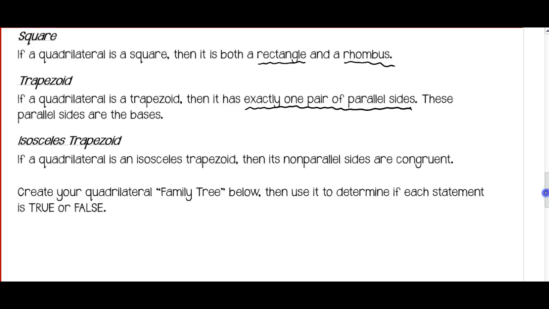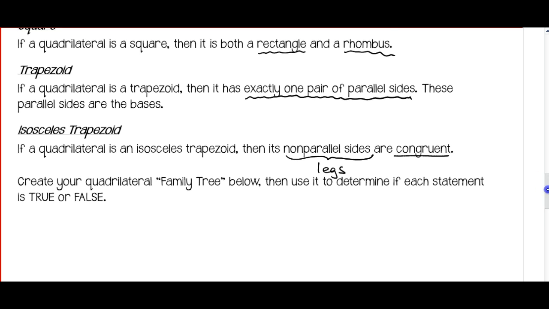And then an isosceles trapezoid. If a quadrilateral is an isosceles trapezoid, then its non-parallel sides are congruent. So these non-parallel sides, again, are called the legs, and they will be congruent.